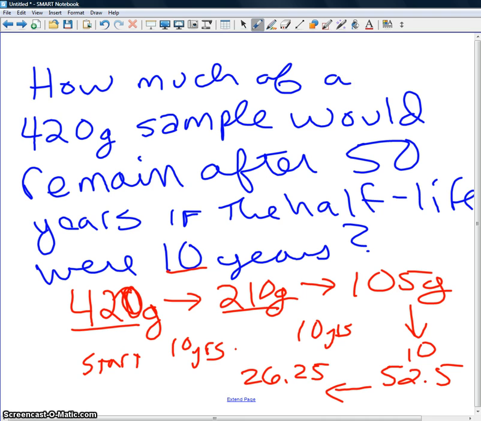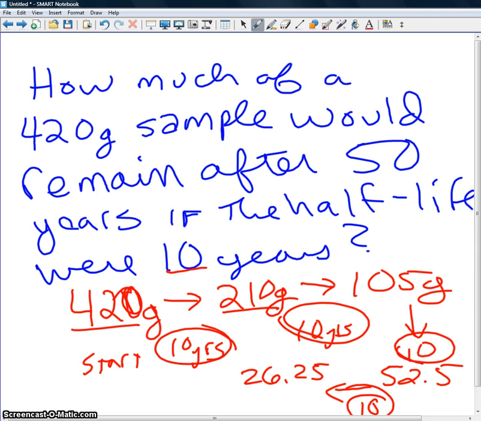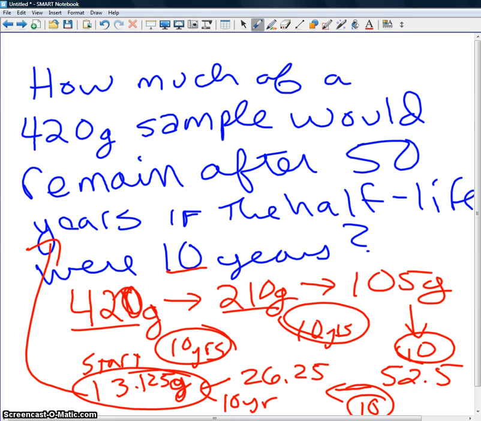Now if we stop and count, we've gone 10, 20, 30, 40 years, so we only have one more group of 10 years, one more half-life to go, and that will cut it down to half of 26.25, which is 13.125 grams. So the answer to the question is, after 50 years, that's gone through 5 half-lives, it will cut itself in half 5 times, leaving you with 13.12 grams.